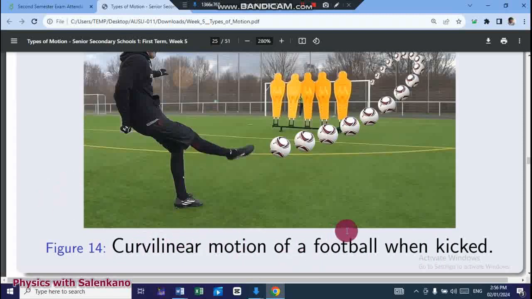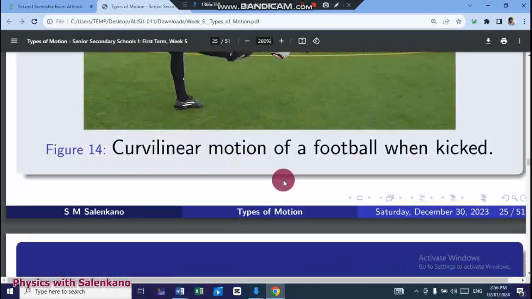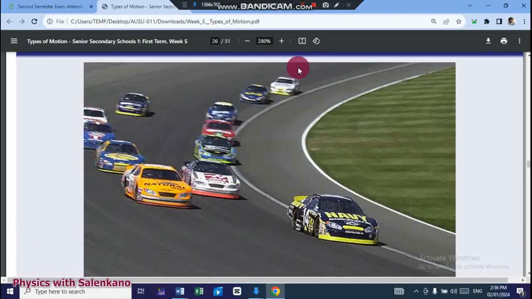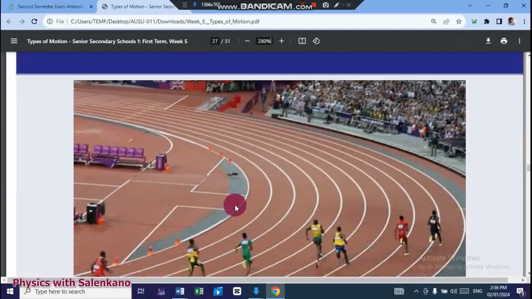This is curvilinear motion of a football when kicked. If you kick a football during a free kick, look at the path it follows. It doesn't follow a straight path. The curve is bent. This is why we call it curvilinear motion. And you also have curvilinear motion of cars along a curved road. Can you see that? The road is curved and the cars are moving along the curved road. This is another example of curvilinear motion.